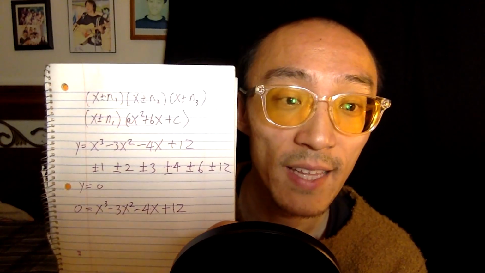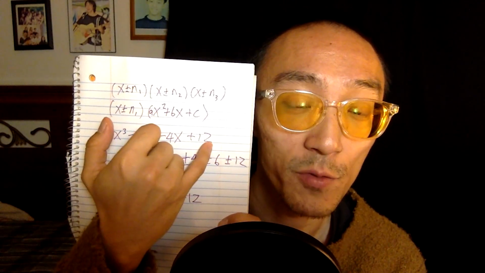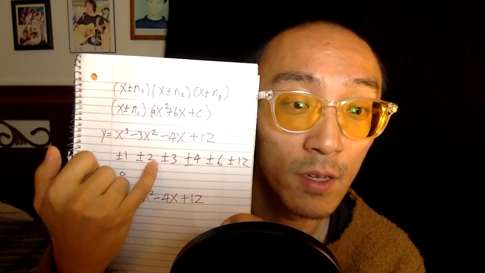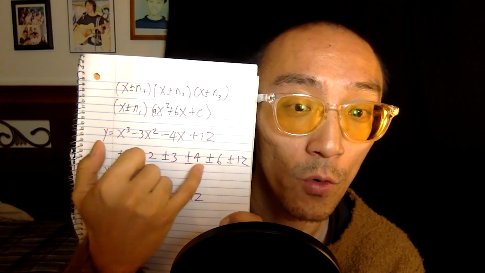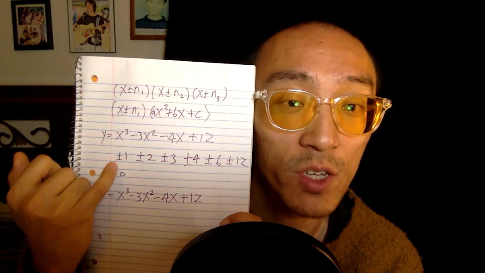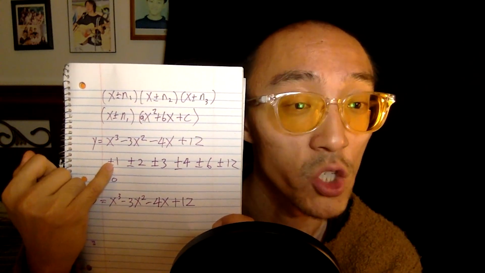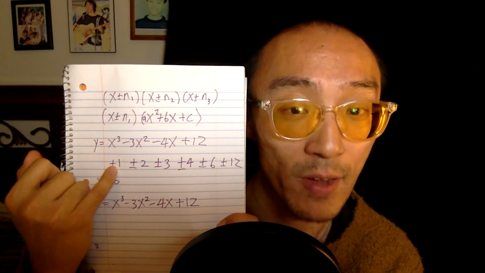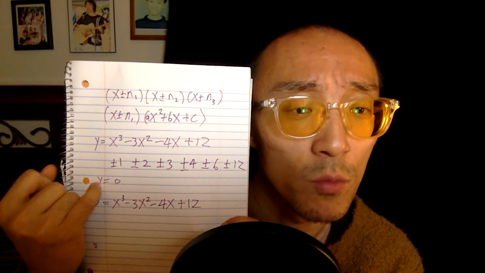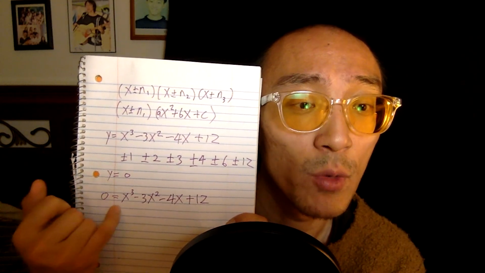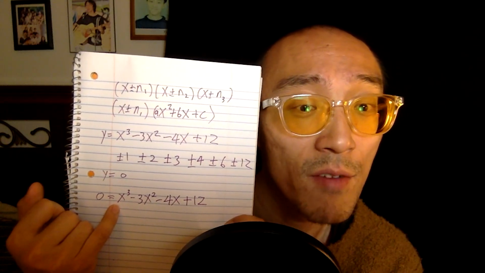So now let's list out all the factors for 12: 1, 2, 3, 4, 6, and 12. Of course, we have to say it could be plus or minus, right? It could be positive or negative. So let's apply the factor theorem. We set y as 0. And what do we do now? We plug in the values.